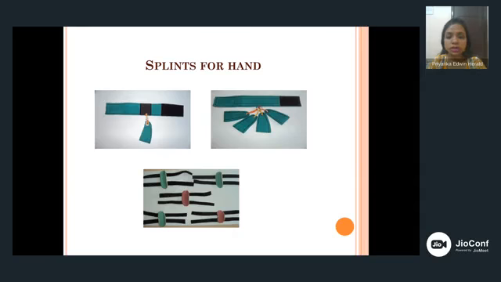So this is simple. Some of the splints of the hand. First is the abductor splint. Second is the lumbrical splint of the fingers, and third is the gutter splint of the fingers, which we give in the leprosy patient to decrease their deformity and to increase the normal functioning of the hand.